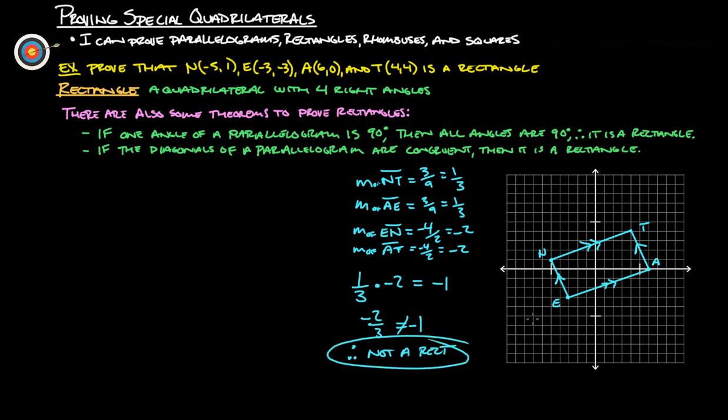So not a rectangle. It is a parallelogram, but it is not actually a rectangle. So we cannot prove that one. We've actually proven that it's not a rectangle, since the slopes are not inverse reciprocals of each other, and the slopes do not multiply together to give us -1. That does not work.